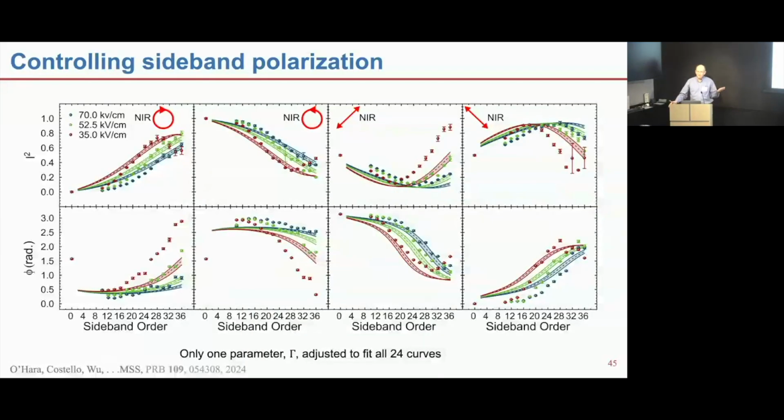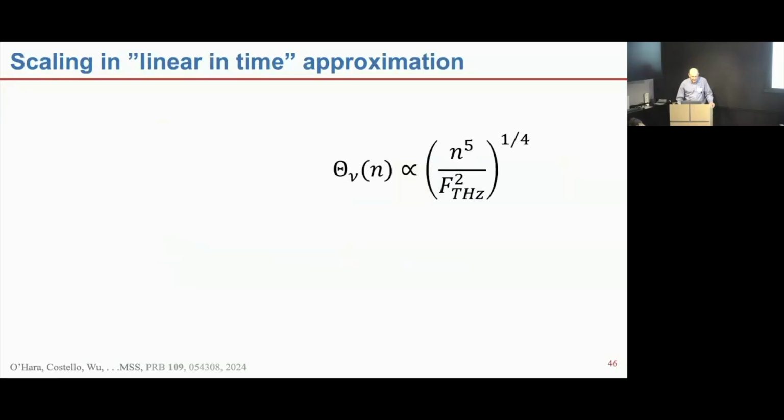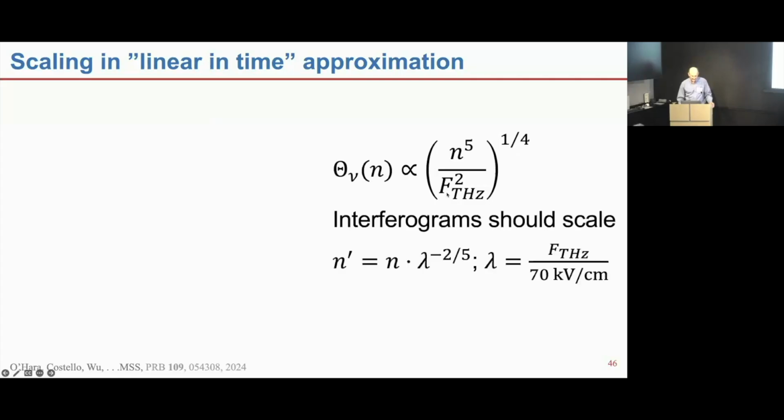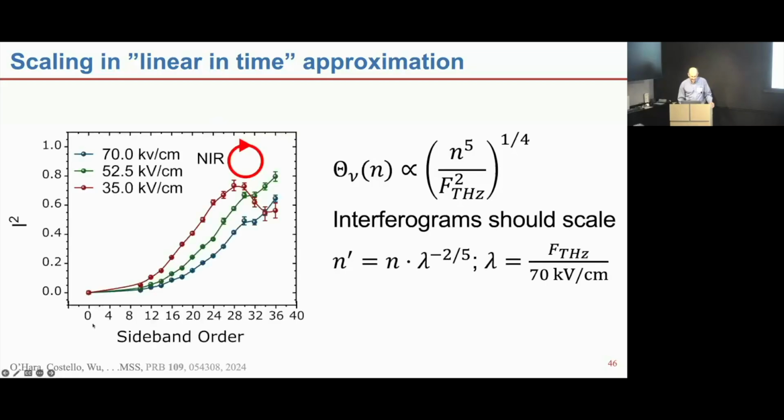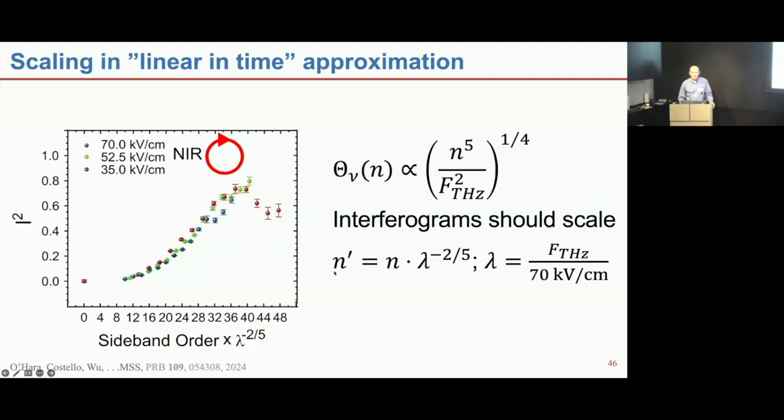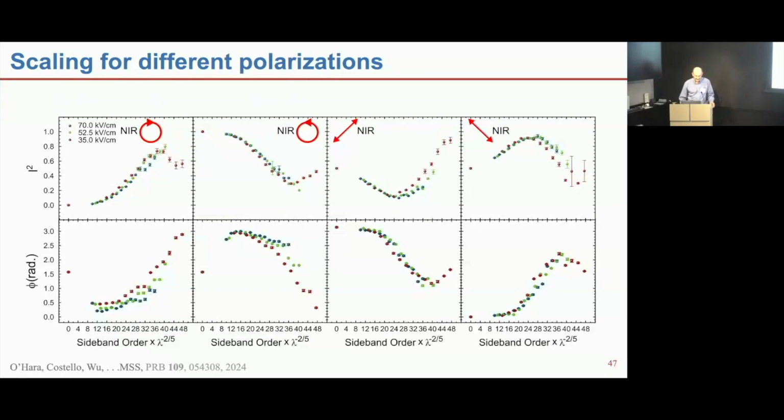So we can excite with lots of different polarizations, and we get for each polarization a different looking interferogram. And for all of these, we only adjusted one parameter to fit. Now, because we have this relation n to the fifth over f squared, we should be able to scale these interferograms so that they lie on top of each other. And so when we scale the sideband order, moving from n to n prime, they do nicely lie on top of each other. And that works reasonably well for all the different polarizations.